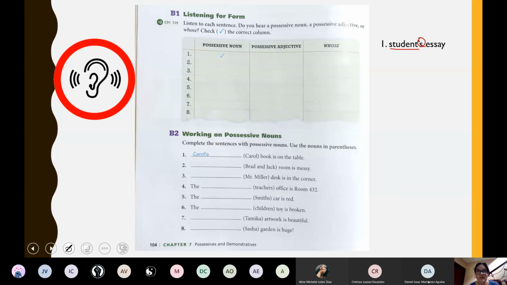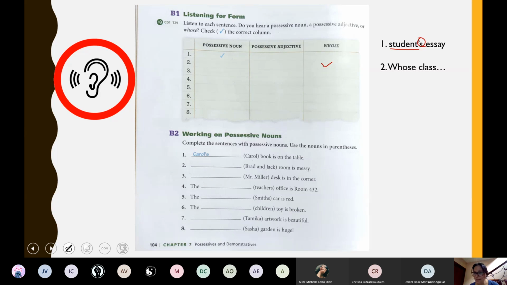Aaron, tell me number 2. Possessive noun, possessive adjective, or whose? Whose. Okay, number 2 was, whose class are you in? So it was whose. Excellent, Aaron.